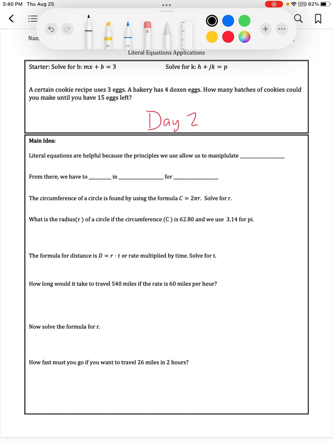Now, the reason we care about literal equations is because they allow us to manipulate formulas. The values that we can plug in to figure out various quantities. Once we have manipulated the formula the way that we would like to, we can plug in numbers for variables. This allows us to find various quantities within a formula.